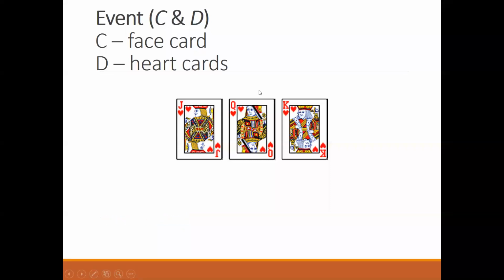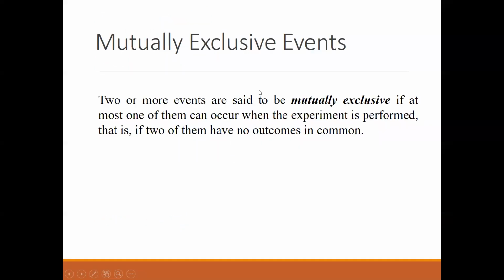Now you can give me the answer for the next one. I hope I have not given it. Okay, what is mutually exclusive? This I have already told you. Two or more events are said to be mutually exclusive when at most one of them can occur when the experiment is performed. If two of them have no outcomes in common, both are two different events and nothing in common, then we say they are mutually exclusive events.